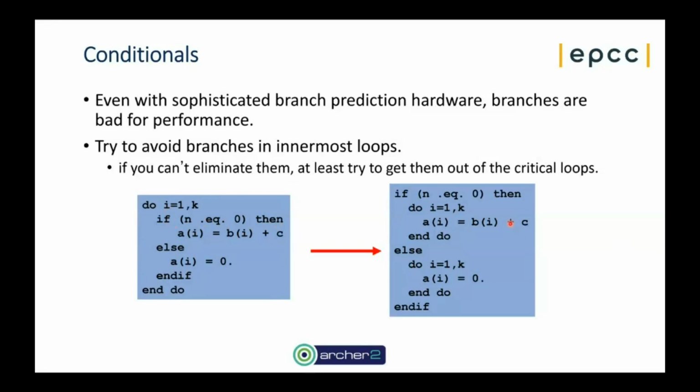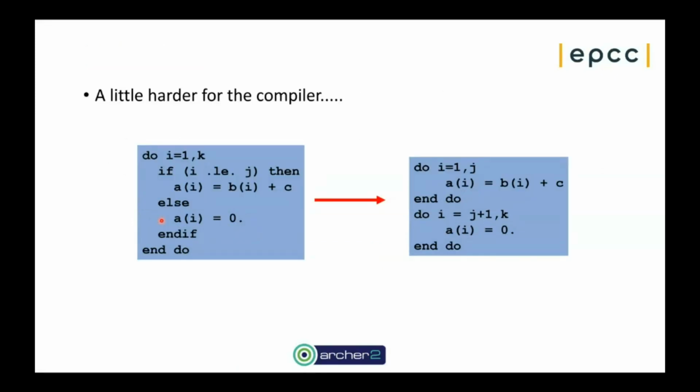So I could move that if statement entirely outside that loop and actually have 2 separate loops here, depending on whether n is equal to 0 or not. We can do 2 different things. And now you've removed that branch, that if statement, from inside the loop, and potentially let the compiler do more optimization and more performance things.